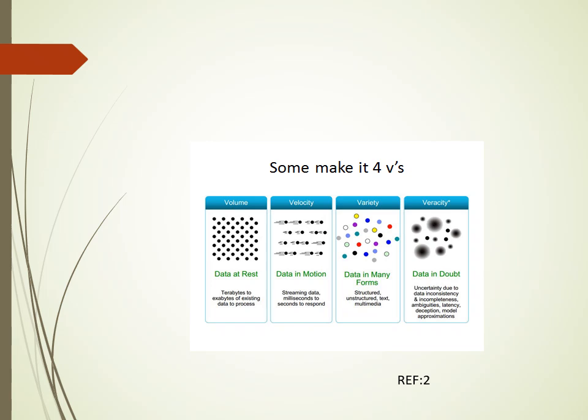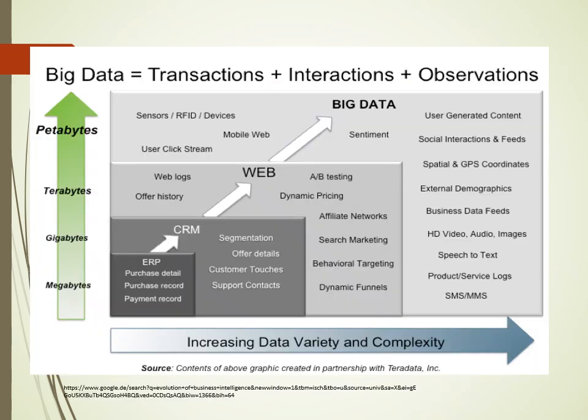All these data come under variety. And then veracity. Veracity is uncertain data; due to the incompleteness of information, we call that data uncertain data. And then big data equals transactions plus interactions plus observations. We are just observing the data. Based on the data kind, we transact the data and store it in a particular domain, and all these data come under the same kind of domain for storing the values.